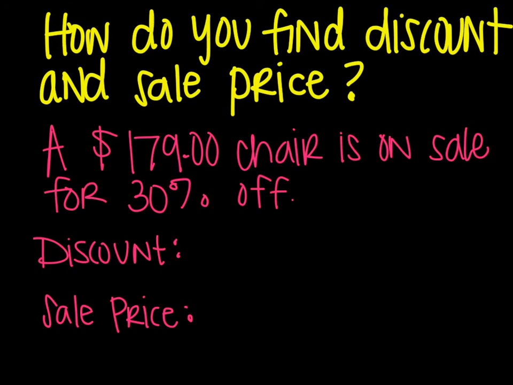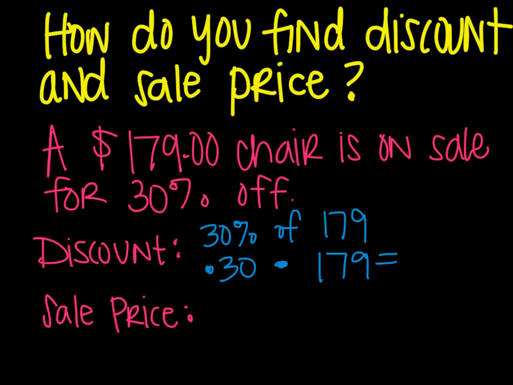All right, the second part of the left side, how do I find discount and sale price? We're just going to do one example here on the right side of your notes. A $179 chair is on sale for 30% off. So I want to know what 30% of that $179 is. So I'm going to take that 0.30 and multiply it by the 179 to figure out the discount. Again, use your calculator to do this.